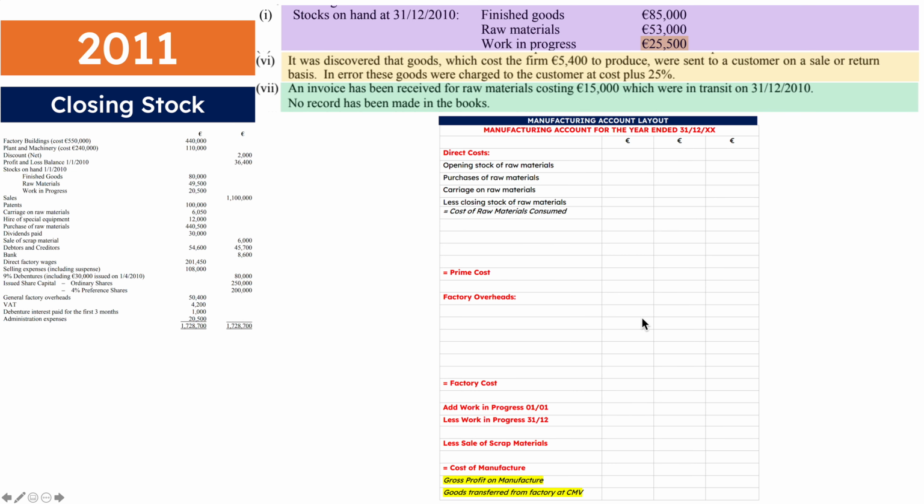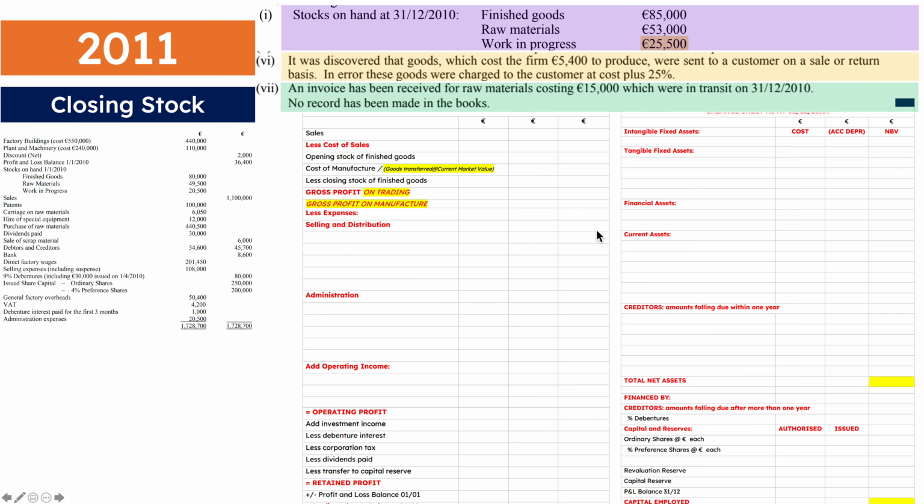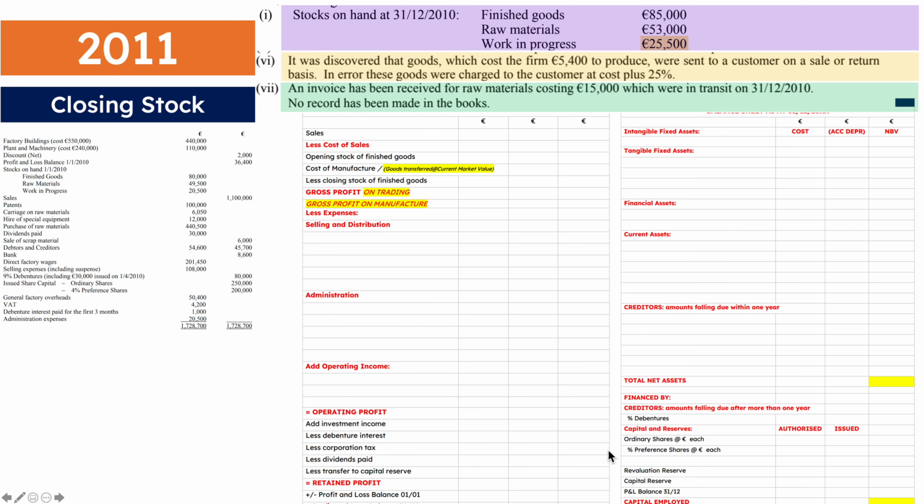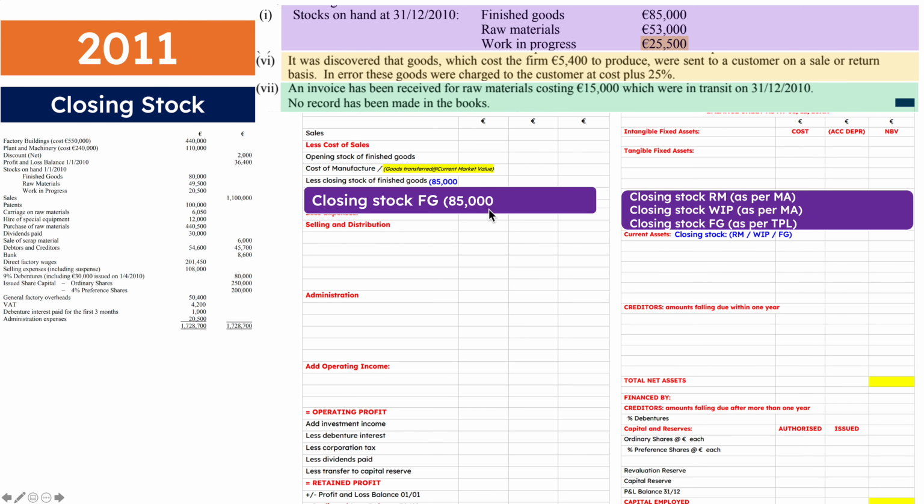Okay, so let's get started. So the first one, simply put in the closing stock of raw materials and work in progress into the manufacturing account, and then the 85,000 into the trading account, and then all three need to go into the balance sheet. The second one then, this is a sale or return.